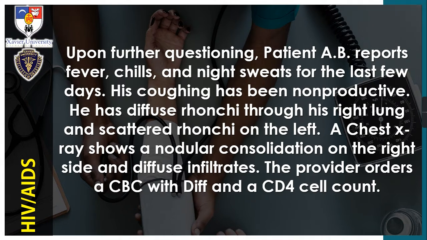Upon further questioning, patient AB reports fever, chills, and night sweats for the last few days. His coughing has been non-productive. He has diffuse rhonchi through his right lung and scattered rhonchi on the left. A chest X-ray shows a nodular consolidation on the right side and diffuse infiltrates. The provider orders a CBC with differential and a CD4 cell count.